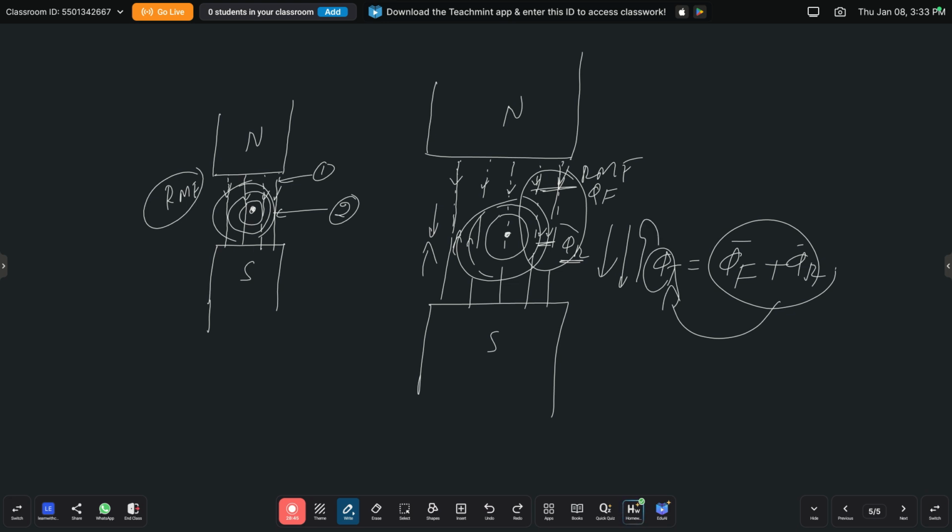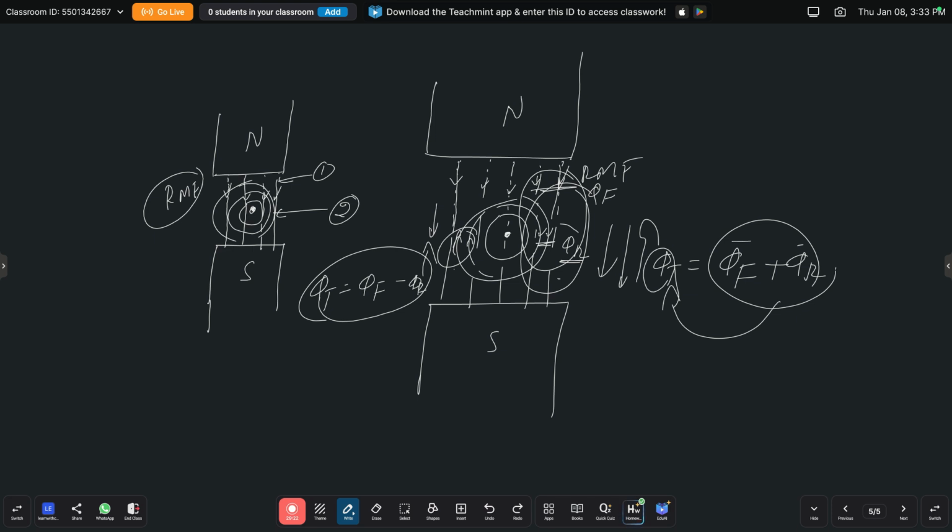Now on the left side of this rotor, the rotating magnetic field flux direction is downward and the rotor flux is upward. So here the total flux is the resultant of the rotating magnetic field and rotor flux, and it is subtracted. The resultant flux is the rotating magnetic field minus the rotor flux. On this side both fluxes will be added, on this side both fluxes will be subtracted. So this side the flux will be strong and this side the flux will be weak.